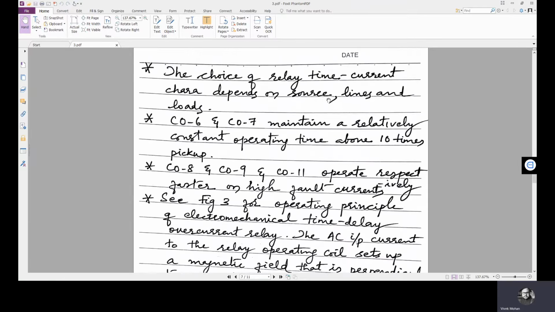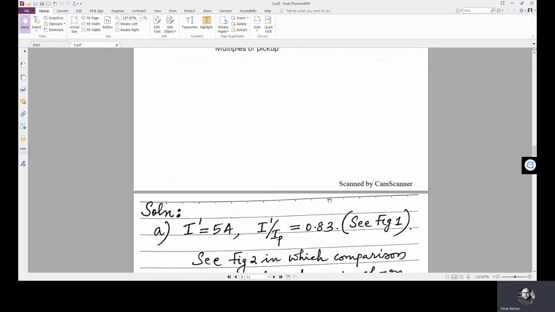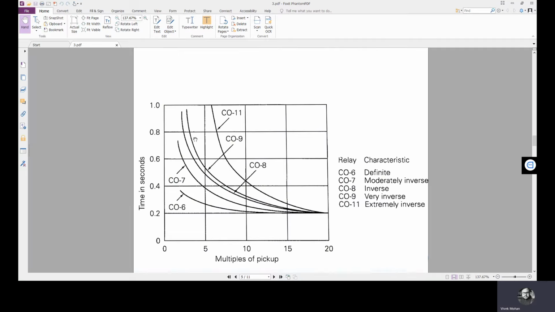Now, this is just an analysis, from the plot, of how we can analyze the time delay based on the magnitude of the fault current. CO8, CO9 and CO11 operate respectively faster on high fault currents because they have inverse characteristics. They are inverse, very inverse and extremely inverse time over current relays, right? 8, 9 and 11.